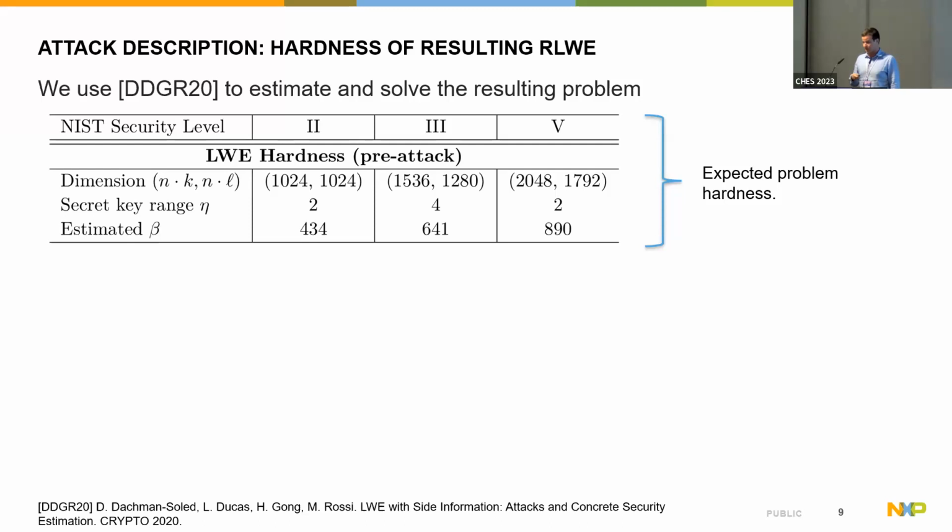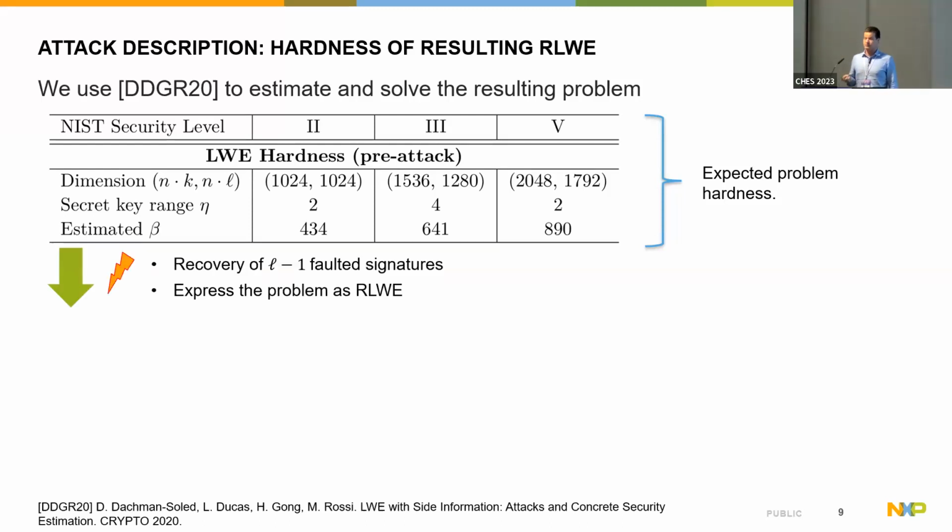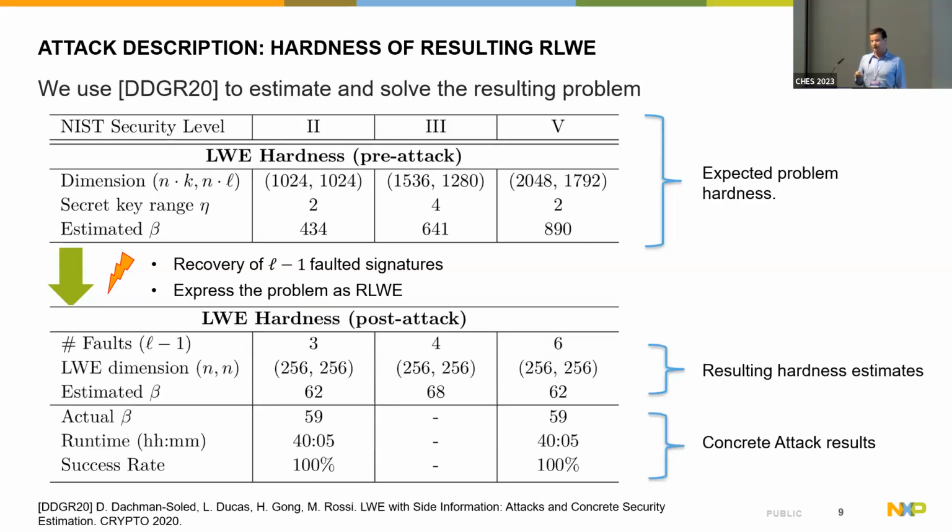Okay, that's without any fault, so the standard MLWE instance. But what you can do is just insert L-1 faults, where L is the number of polynomials in S1. You reduce to RLWE, as I just explained before, and then you end up with something like this. So let's say for level 2, we just need to insert 3 faults, and then the beta drops from 434 to 62.